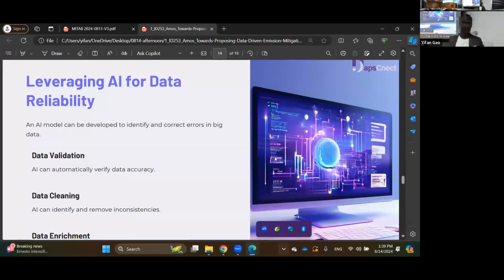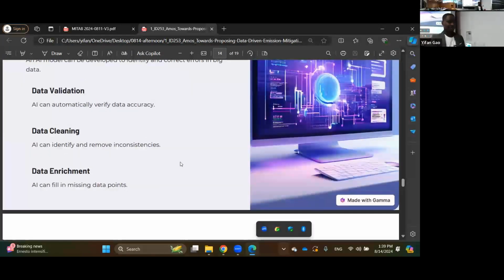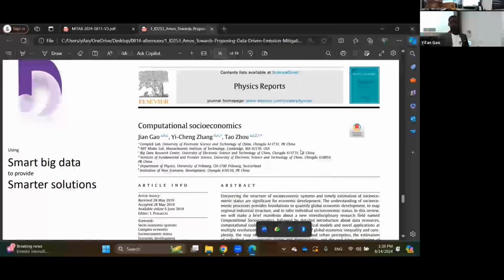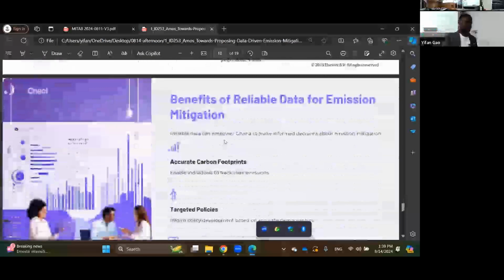And leveraging AI, we can also use AI to help the users improve the reliability of the data. This will help us with data validation, cleaning, and then enrichment. So again, we've designed the apps to help users convert their data into smart forms and then use it for smarter solutions. Once the big data is comprehensive enough, we can rely on existing models. Some of them are summarized in this study, published in the top level journal Computational Socioeconomics, that we can use to convert the data into energy, environmental, and then economic decision making for reliable pathway modeling.